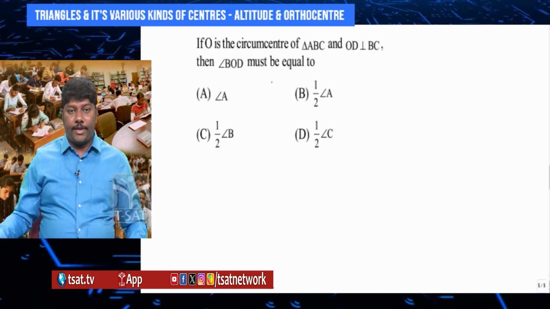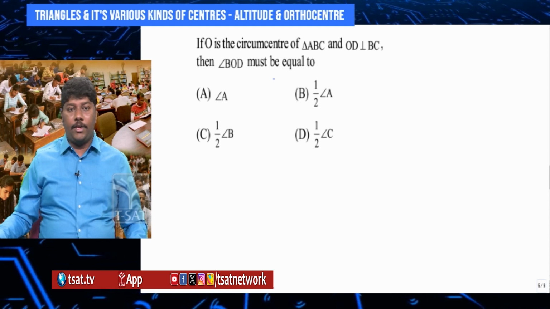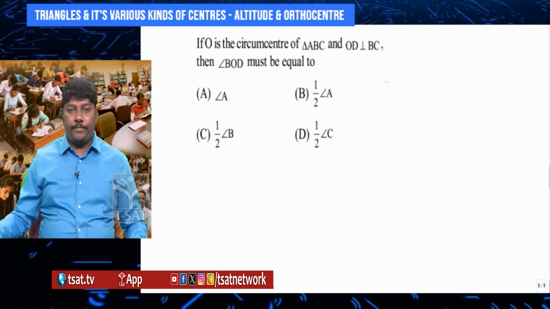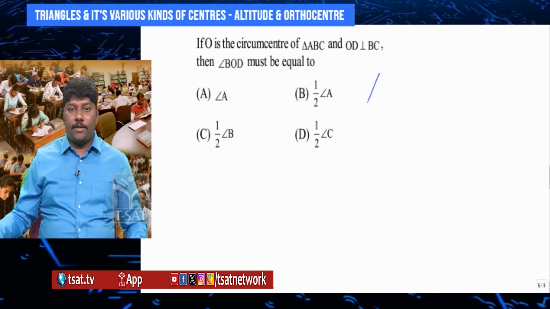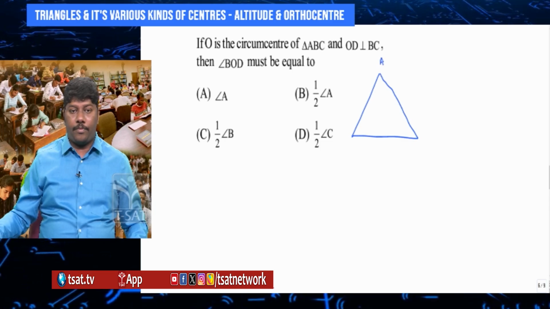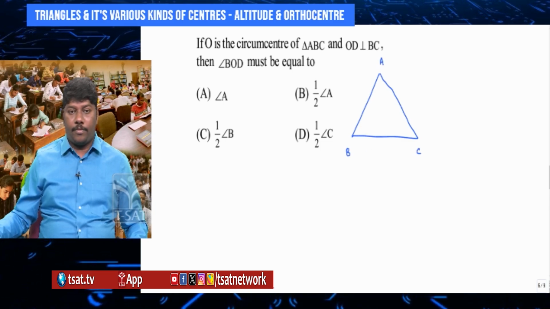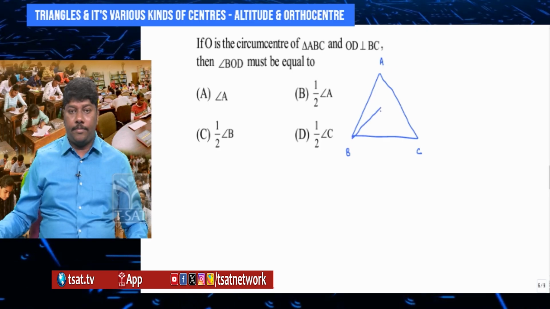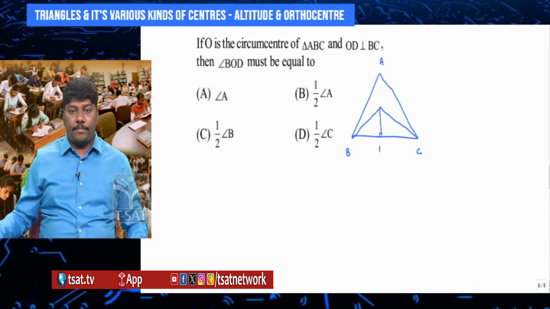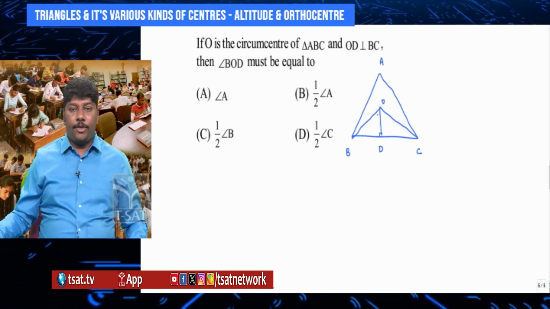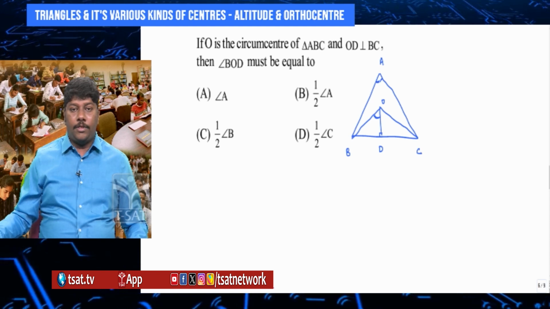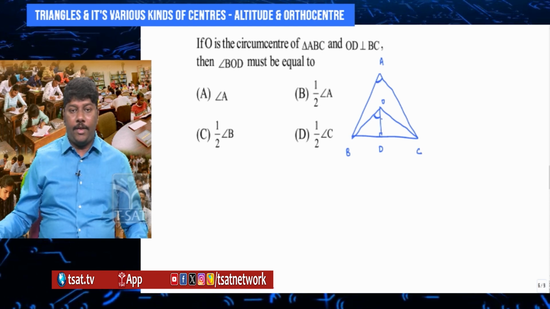O is the circumcenter of triangle ABC and OD is perpendicular to BC. Then angle BOD must be what? O is the circumcenter of triangle ABC. OD is perpendicular, he says. Then he is asking for this angle BOD. We know this is angle A, therefore it must be.